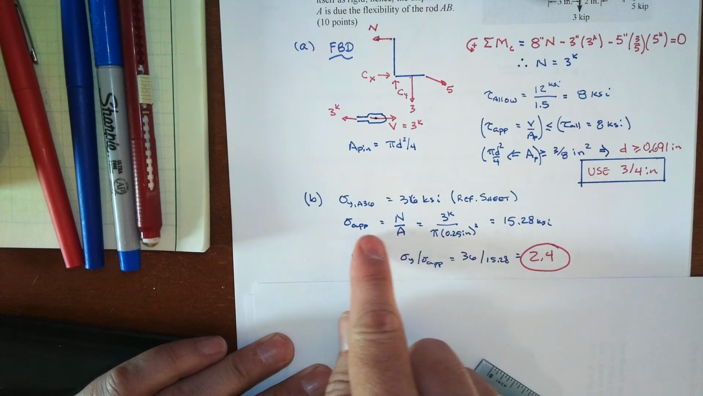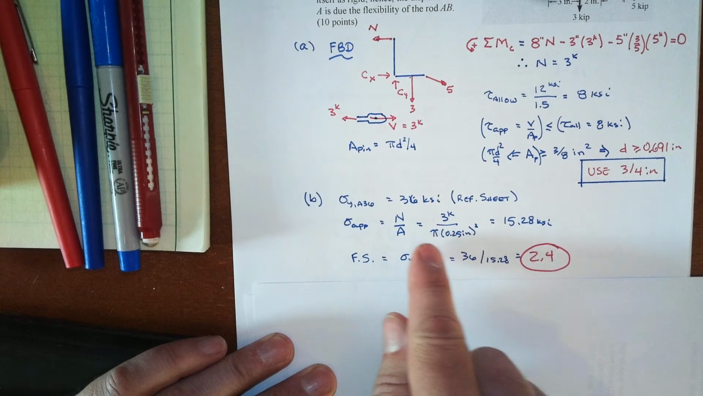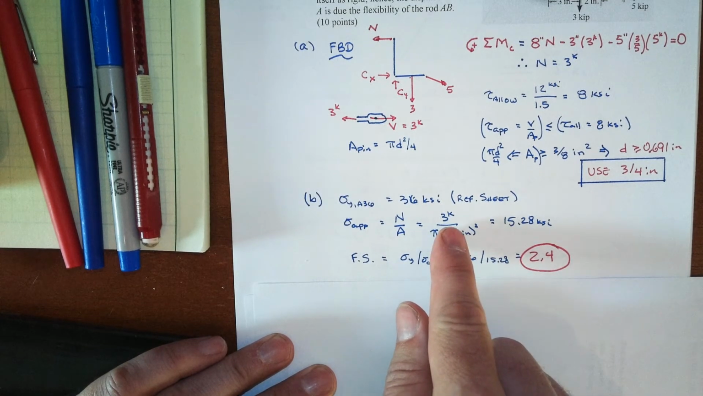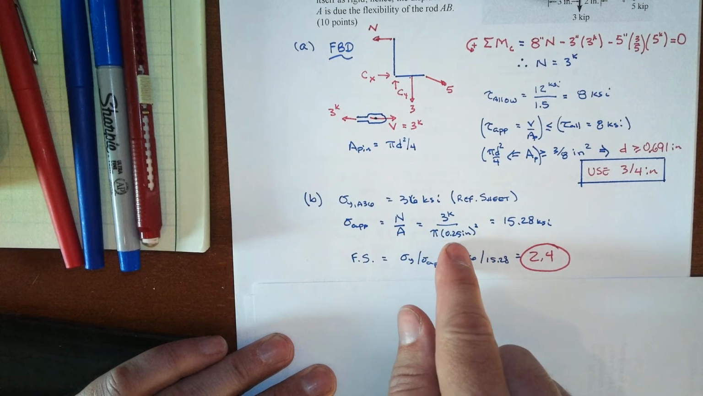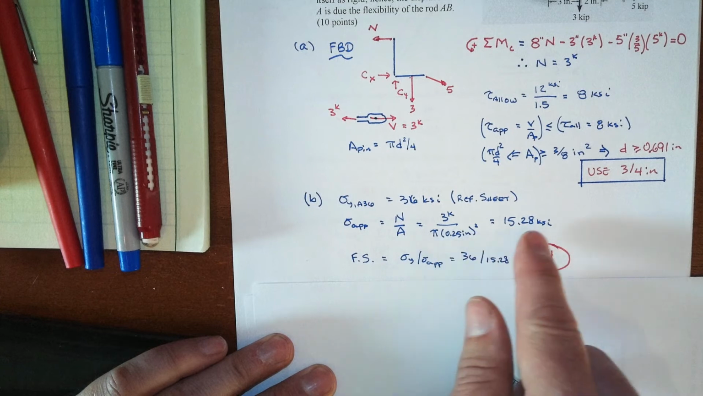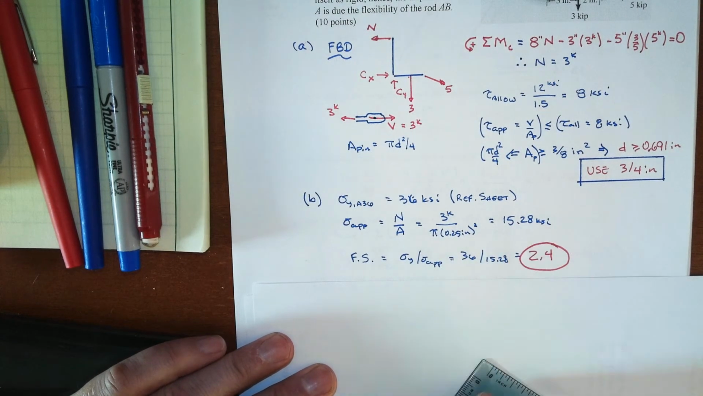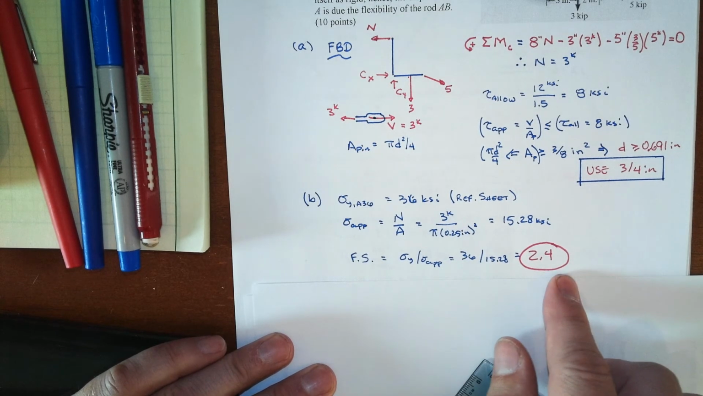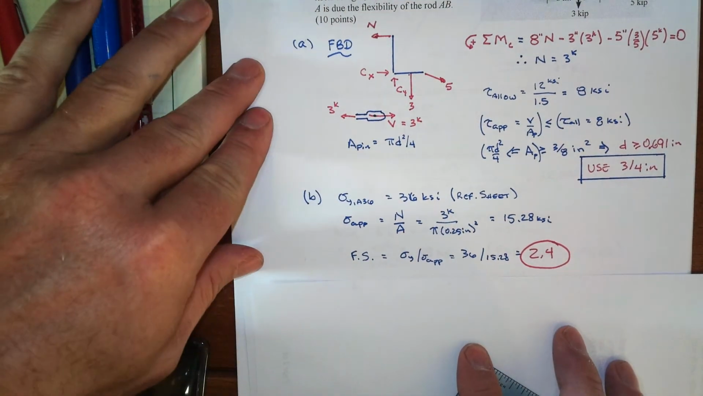The applied stress is an axial stress, so it's axial force over the cross-sectional area of the rod, which is a different diameter than the pin, so 3 kips over pi, and then the radius squared. So it's a 1/2 inch diameter, 1/4 inch radius, and we have an axial stress of 15.28 KSI, so 36 over the 15.28 is going to give us a factor of safety of about 2.4.